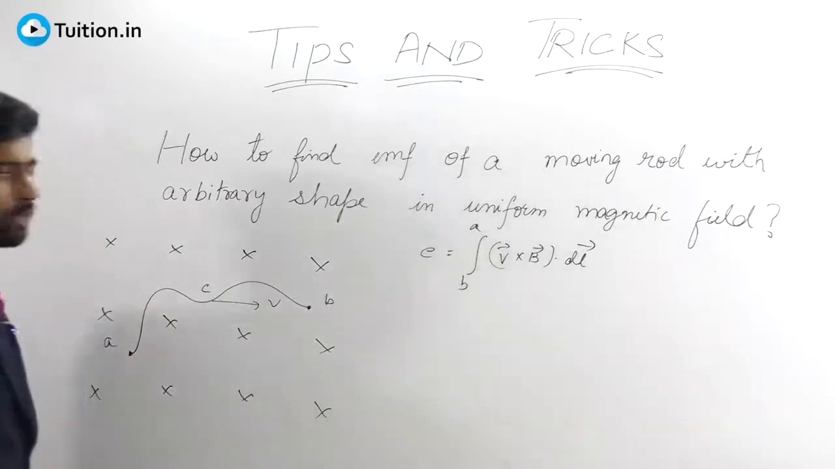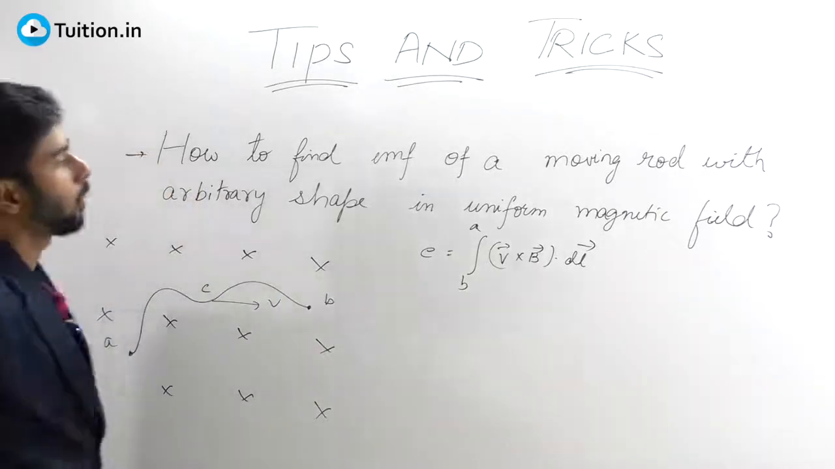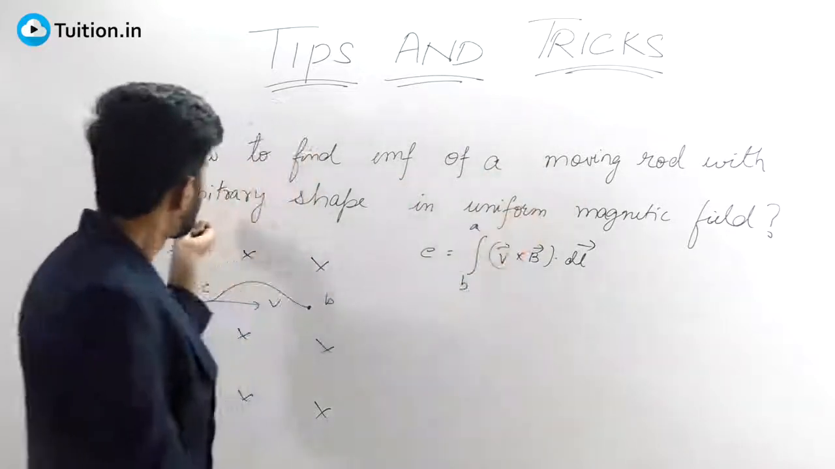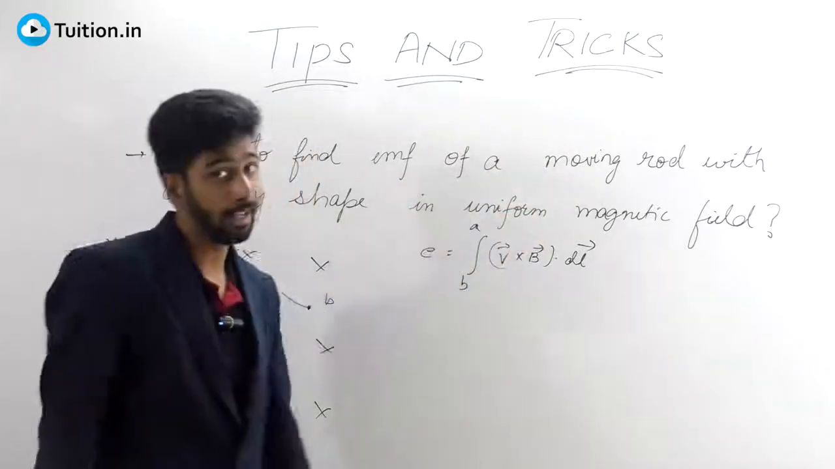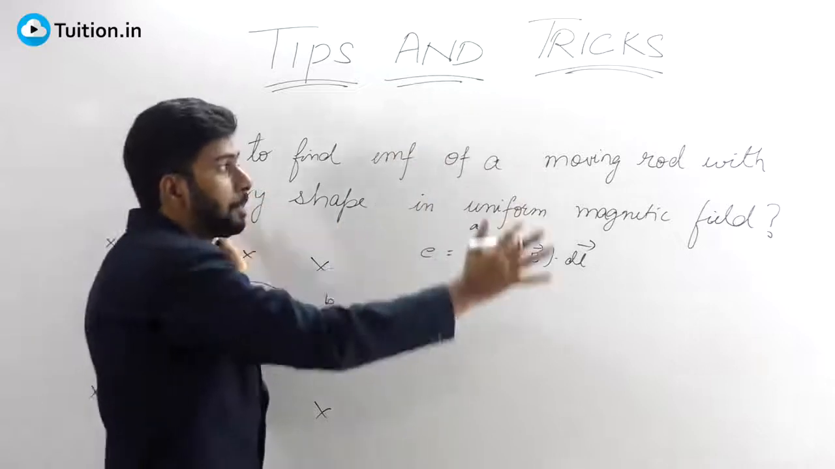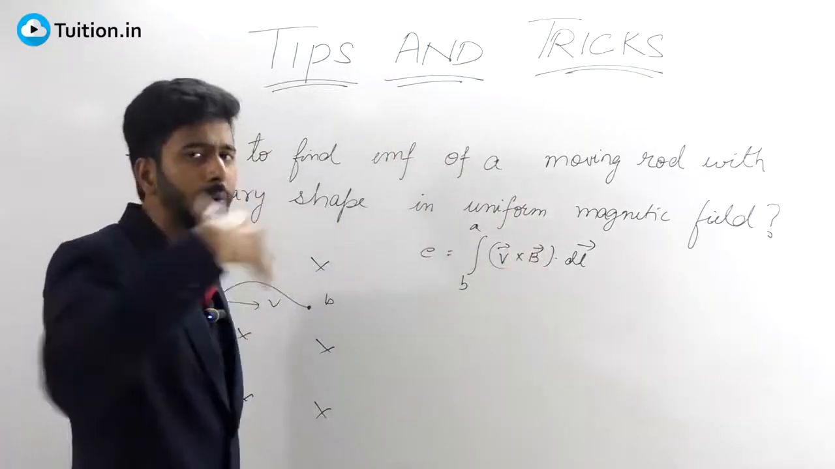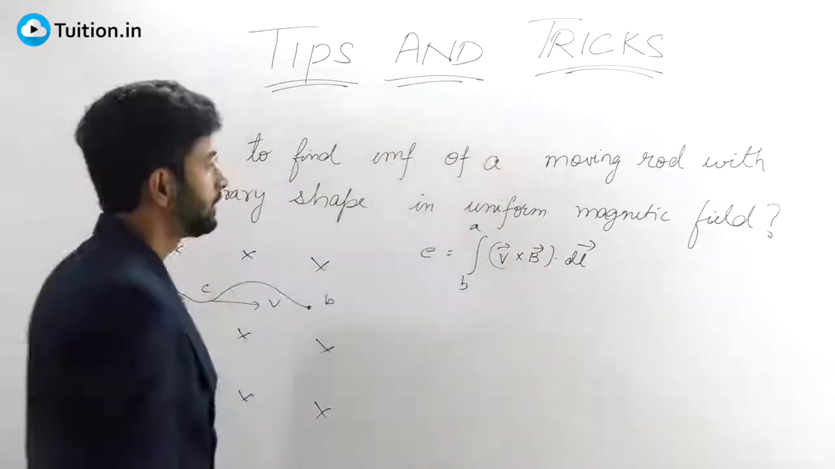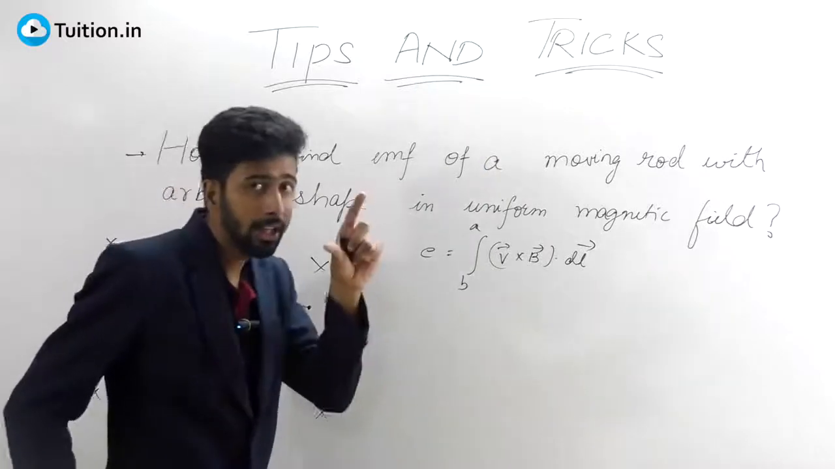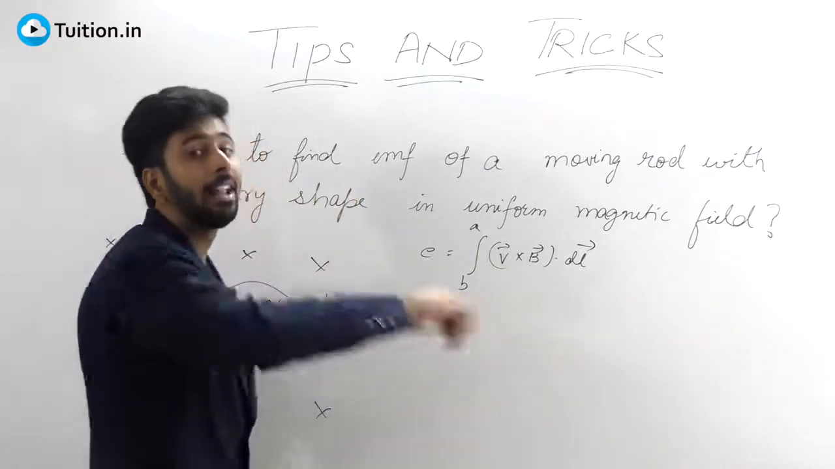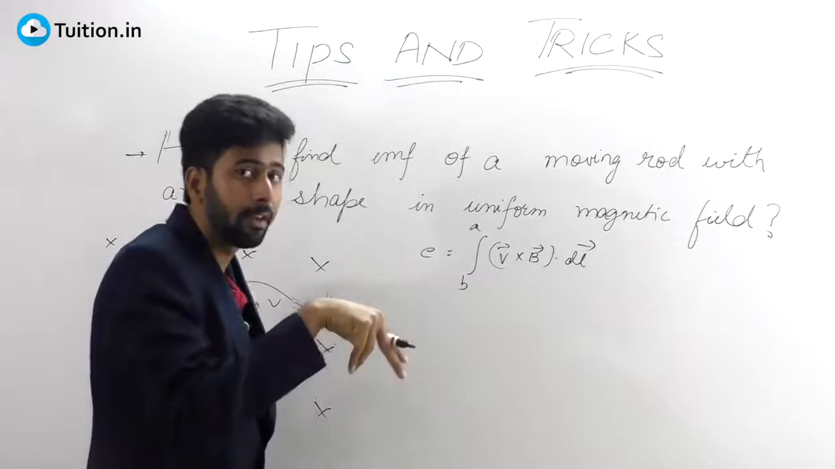This one is a very useful trick to find the EMF of a moving rod with an arbitrary shape in a uniform magnetic field. So there is a uniform magnetic field present in some space, there is a rod with some arbitrary shape and it's moving at a velocity v. We know that a conducting rod which moves in a magnetic field acts like a battery which has some EMF.